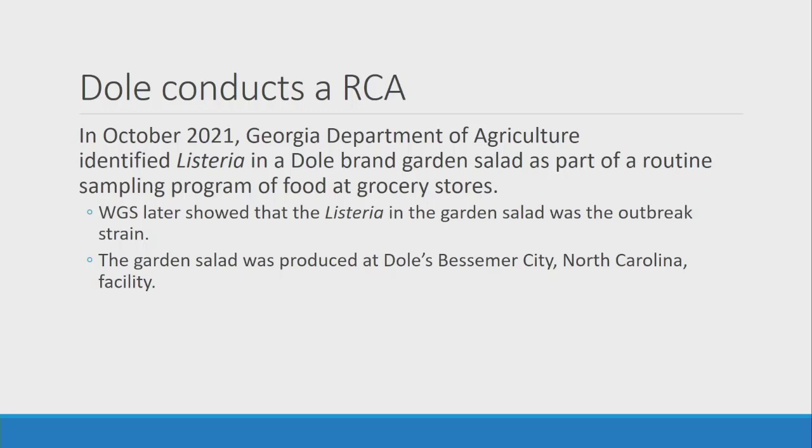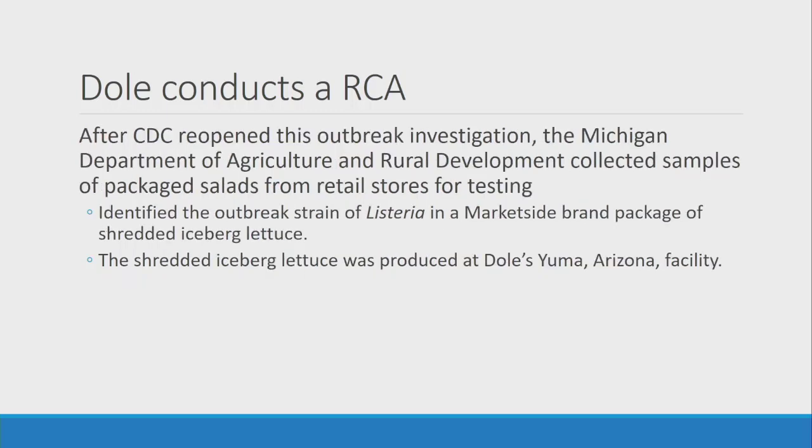So October 2021, Georgia Department of Agriculture identified Listeria in a Dole brand salad as part of that routine monitoring that everybody's doing. All right, WGS, that whole genome sequencing, linked that Dole salad isolate to those cases I just showed you. That garden salad was processed in North Carolina. All right, so October 21. CDC opens an outbreak investigation.